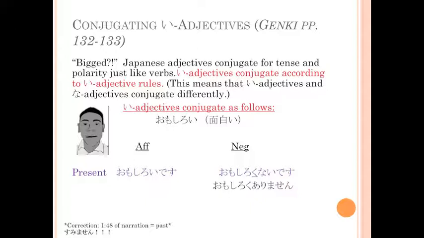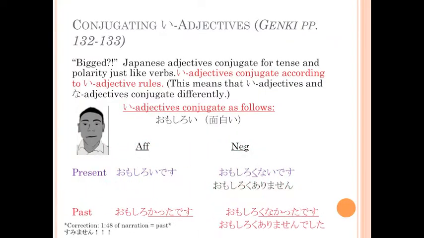For the present negative, after we drop the i, we add a ku. By adding nai desu to omoshiroku, we get omoshiroku nai desu, or the present negative of omoshiroi, which would be it is not interesting. Moreover, i-adjectives have two negative forms. The nai desu form is colloquial. For a more conservative variant, we could add arimasen rather than nai desu. This would give us omoshiroku arimasen.